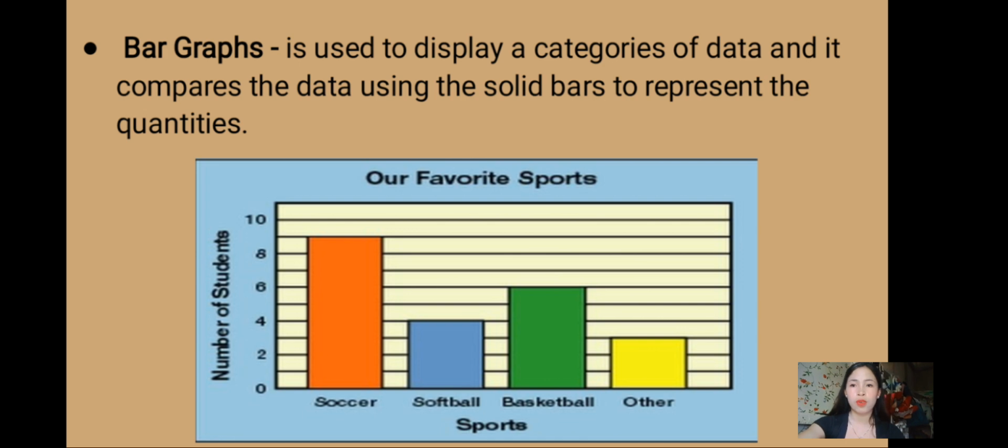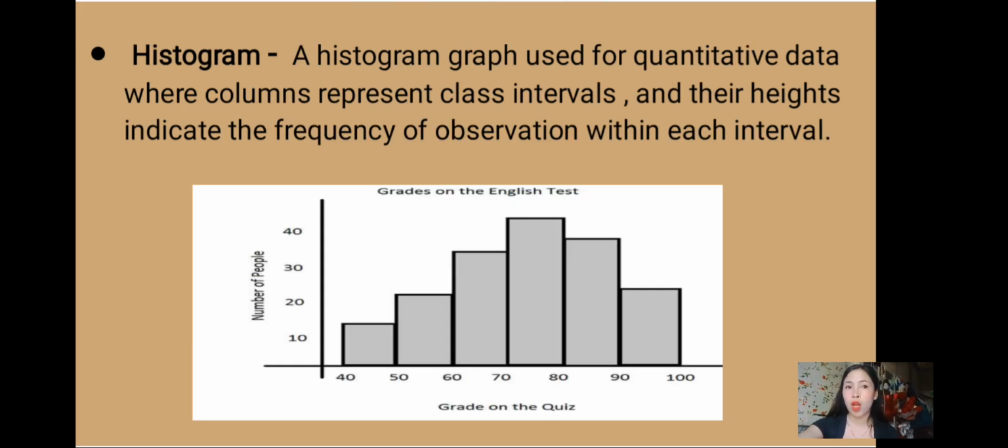The next is histogram. Histogram is a graph used for quantitative data where columns represent class intervals and their height indicates the frequency of observation within each interval. So, this graph uses bars to represent the information. The bars represent the frequency of numerical data, and all intervals are equal, and hence the width of each bar is also equal. So, the example here is the grades of an English test.